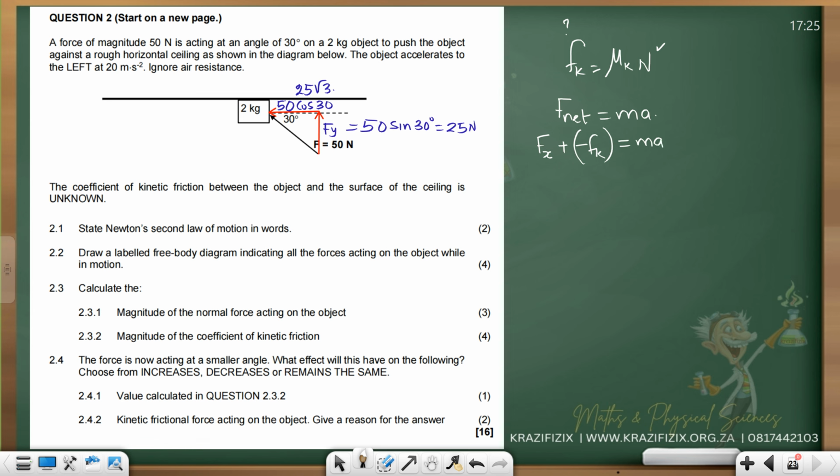What is Fx, by the way? We said 50 cos 30 minus friction. What is the mass? 2. And acceleration is 20. Please get me the frictional force here quickly. Do the math. 50 cos 30 minus friction equals 2 times 20, which is 40. We move the Fk over, it becomes positive on that side. 2 times 20 is 40. We bring it over here. Negative, because I have to divide by the negative of that. Okay, wait. You did 40 minus.